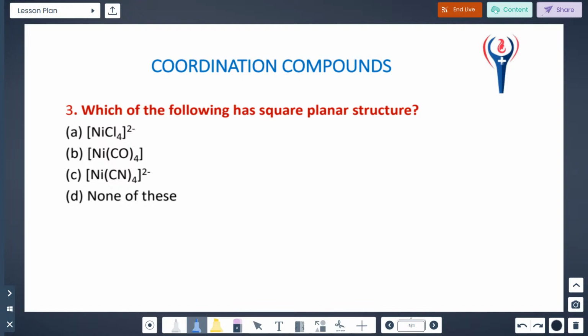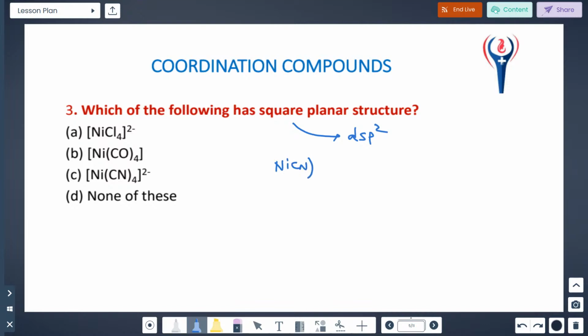Third one: which of the following is a square planar structure? Square planar structure we can decide only from the hybridization. If you have dsp2 hybridization, the complex has a square planar structure. So here we have to find out which one is dsp2 hybridization. We have to work it out and then only we can find out. So first of all, I am going to work out C1.